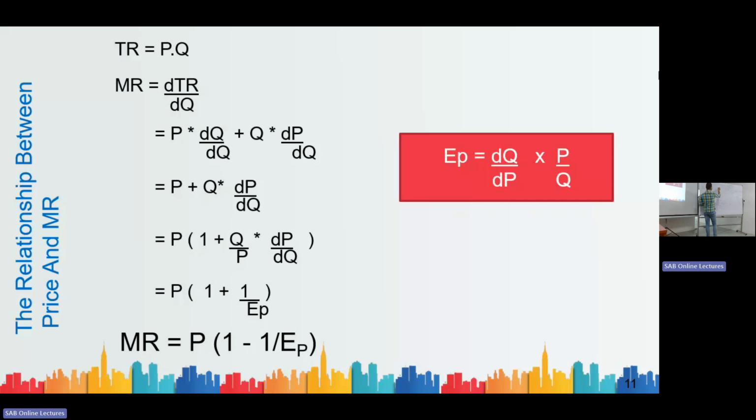So here P is the original price and Q is the original quantity. Original means before the move, before the change. So what is the original point in this scenario? A is the original point.